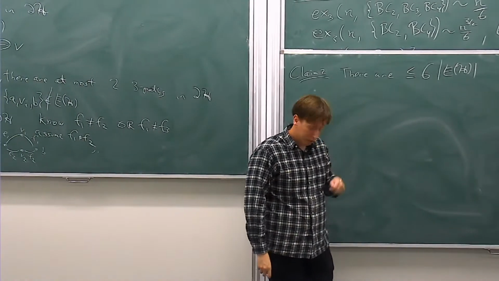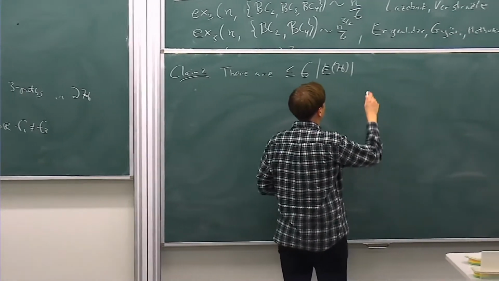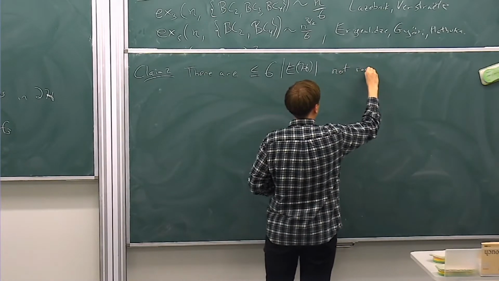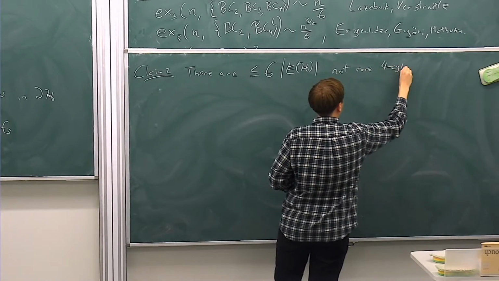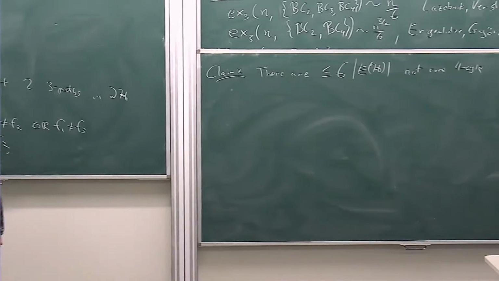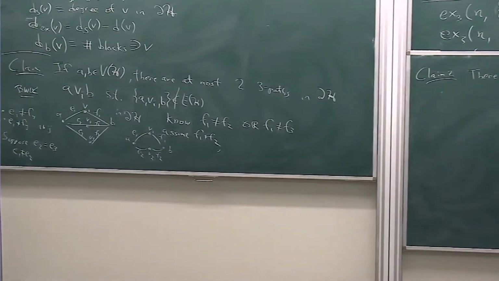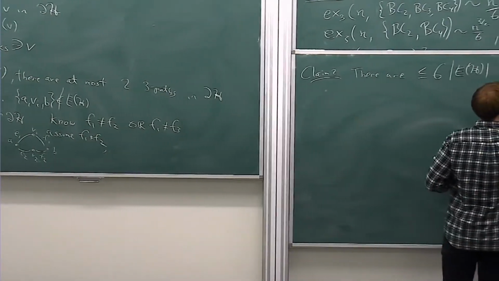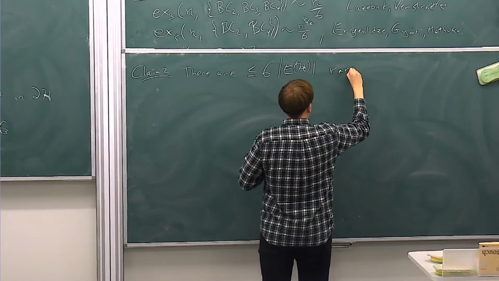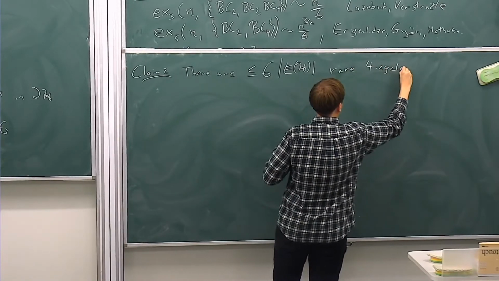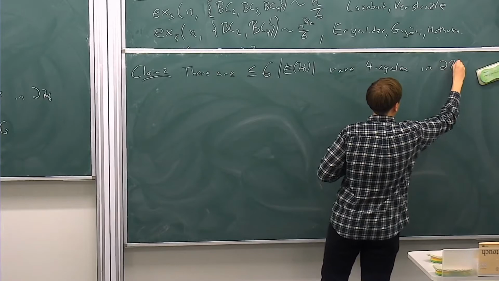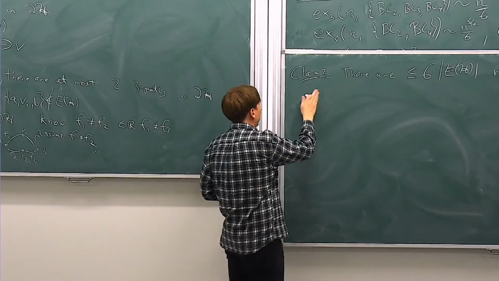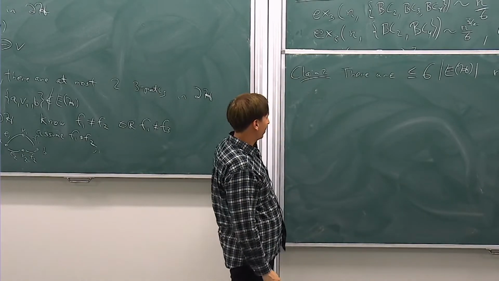rare 4 cycles. Rare or not rare? Not rare 4 cycles. Rare or not rare? Rare. So at most that many rare 4 cycles in the shadow. Okay, so this is going to be proved using claim 1.